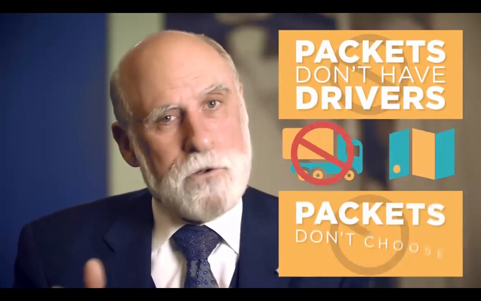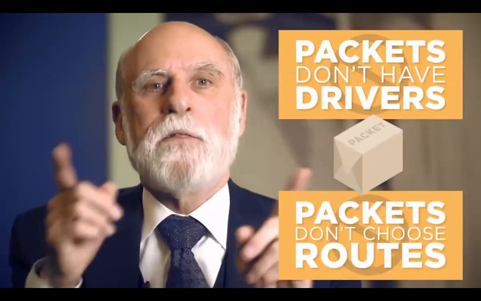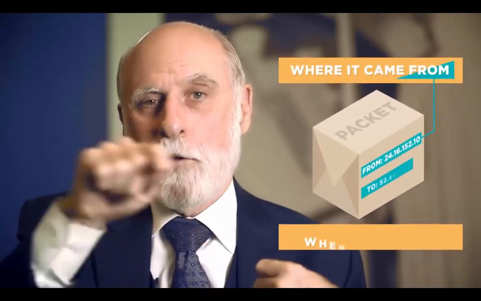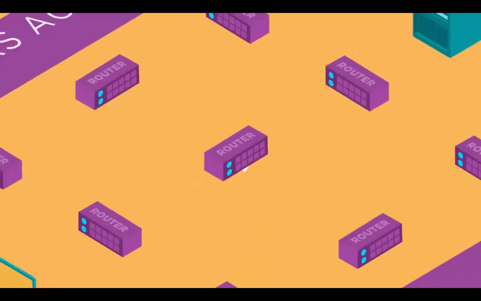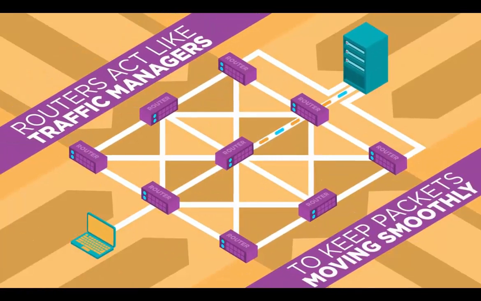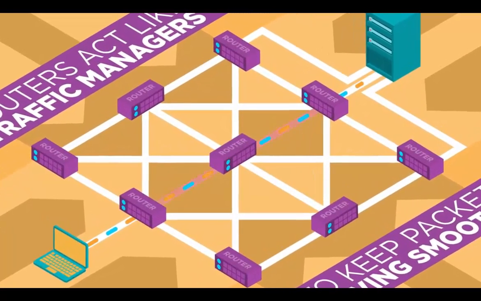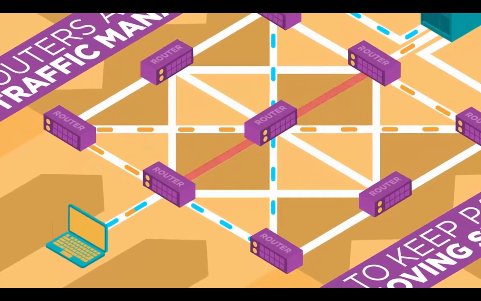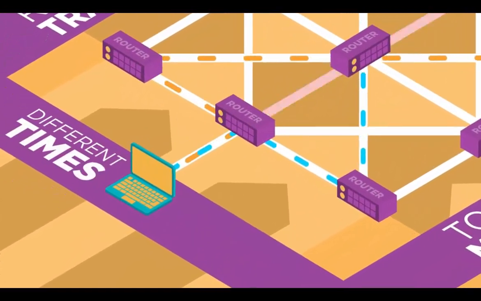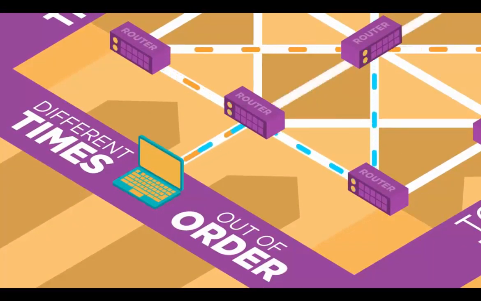Unlike cars or trucks, these packets don't have drivers and they don't choose their route. Each packet has the internet address of where it came from and where it's going. Special computers on the internet called routers act like traffic managers to keep the packets moving through the networks smoothly. If one route is congested, individual packets may travel different routes through the internet, and they may arrive at the destination at slightly different times or even out of order. So let's talk about how this works.